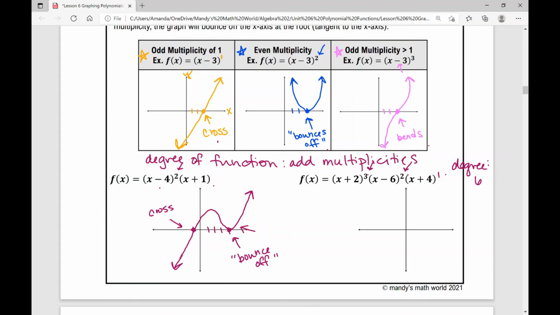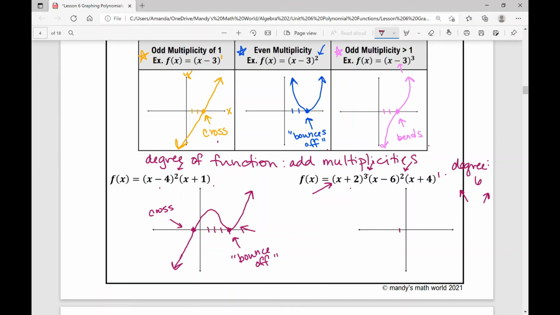So I know that on the ends, it's going to end in the same direction, facing up. And I know it's facing up because I don't have a negative out front. If I had a negative out front, it would be ending down. So what's happening here? We've got a root at negative 2, a root at positive 6, and a root at negative 4. I know we're starting up top. This is going to be kind of an ugly graph, but I'm going to walk through it.